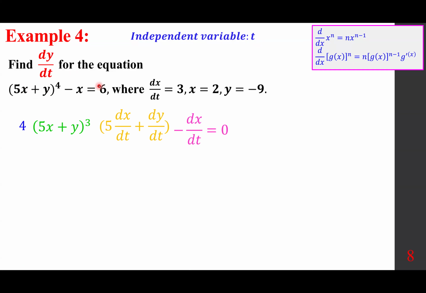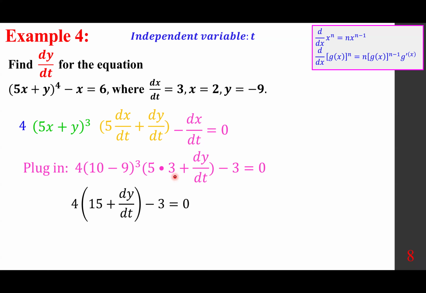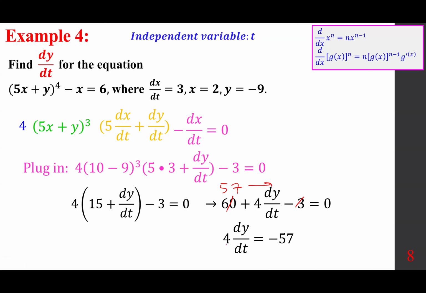You can solve for dy/dt, but it's faster to plug in, and that's what we are going to do. 10 minus 9 is 1, 5 times 3 is 15, and so 4 times 15 is 60. And these two result in 57. We move it to the other side, it becomes negative. We divide by 4, and that's the final answer. dy/dt is minus 57 over 4.